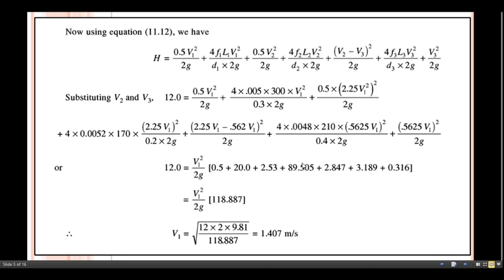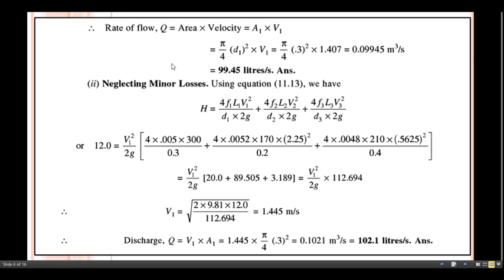Once we get this equation, if you observe it, only v1 is the unknown term. Just do the calculations for v1. We can get v1 as 1.407 meter per second. Once we get v1, then you can easily get the value for the rate of flow, that is discharge.